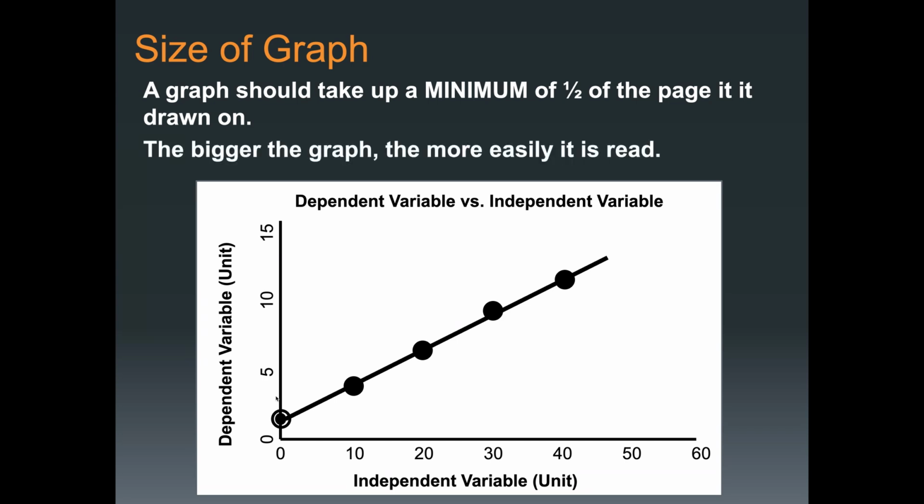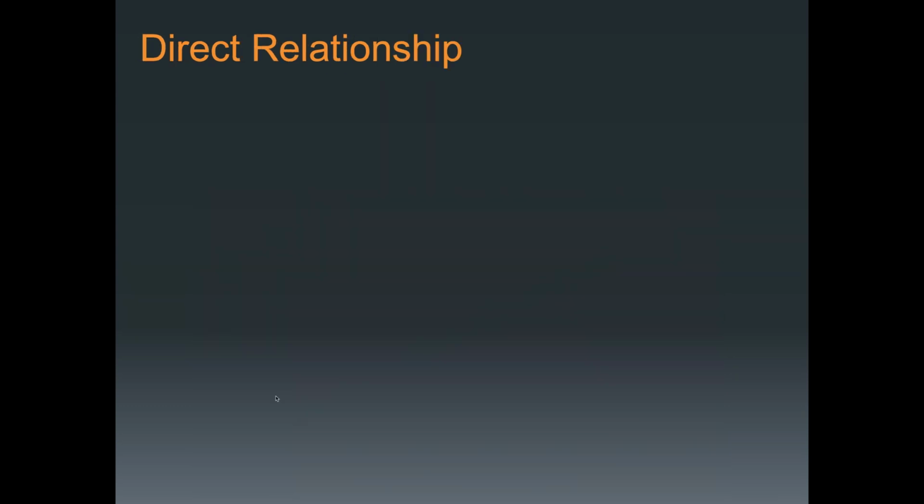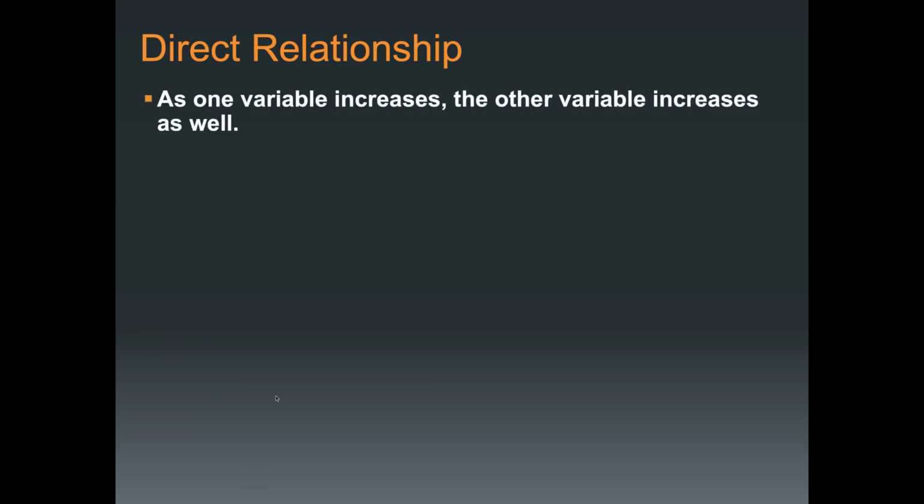The bigger the graph, the easier it is to read. So make it easy, especially on us old people who have difficulty reading and stuff because we need glasses. Okay, direct relationship. Here are the different kinds of relationships you can have between your variables.